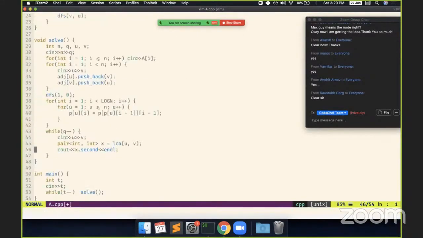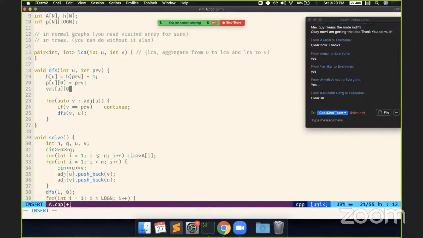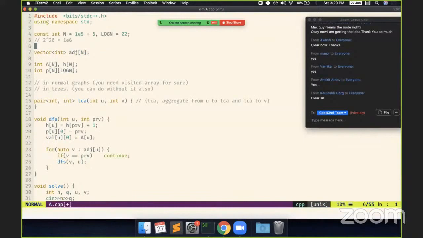Okay. So, do people understand the DFS? Up till the DFS, at least, the adjacency list creation, the DFS is being called. The DFS is pretty straightforward. It's HU, PU, and also put value, which is just this thing, right? I'm assuming that people do understand value now.